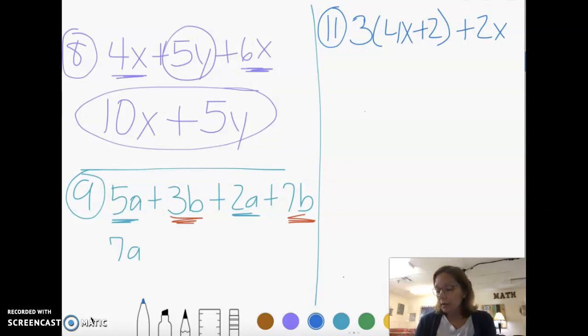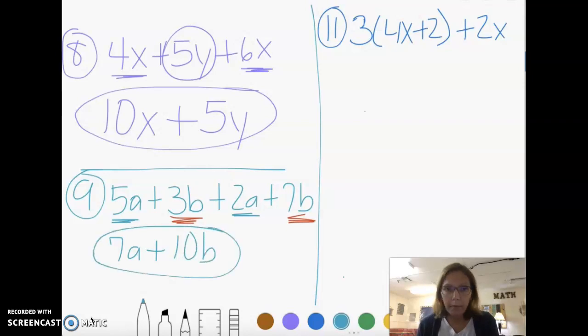So I'm going to finish solving this equation for you. We combine the a's, and now we're combining the b's. 3b plus 7b is 10b. And I cannot combine my a's and b's because they're separate things. So they're going to stay separate, and that's my final answer.